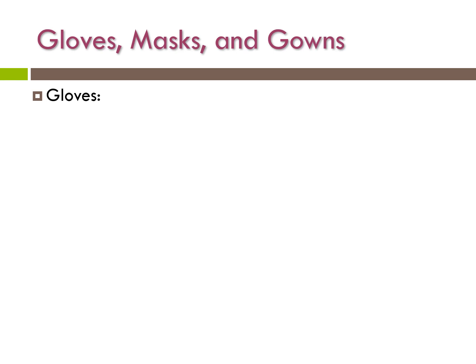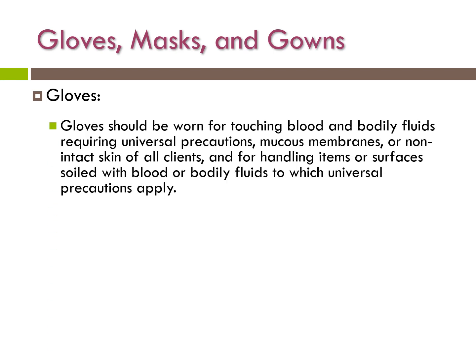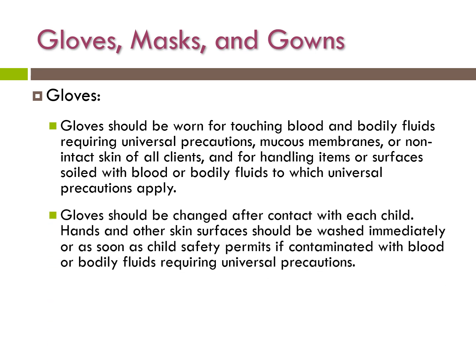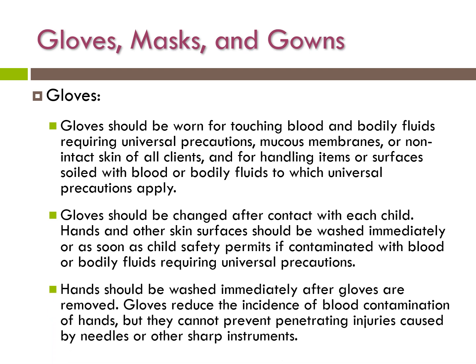The guidance for using gloves, masks, and gowns are as follows. Gloves should be worn for touching blood and bodily fluids requiring universal precautions, mucous membranes, or non-intact skin of all clients, and for handling items or surfaces soiled with blood or bodily fluids to which universal precautions apply. Gloves should be changed after contact with each child. Hands and other skin surfaces should be washed immediately or as soon as child safety permits if contaminated with blood or bodily fluids requiring universal precautions. Hands should be washed immediately after gloves are removed.